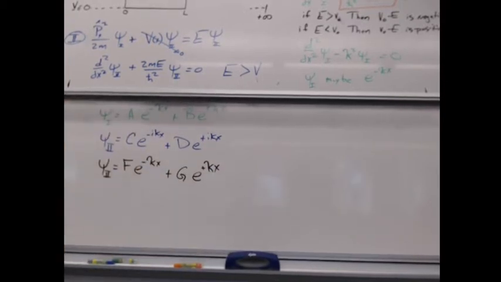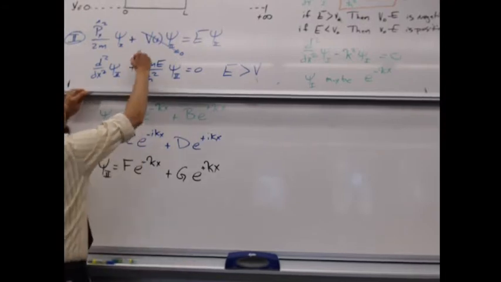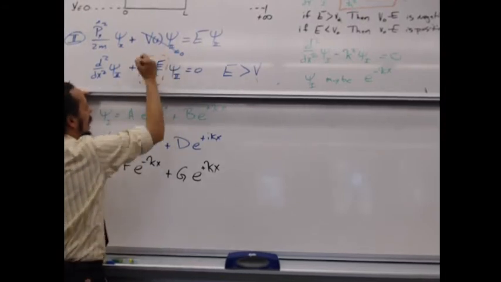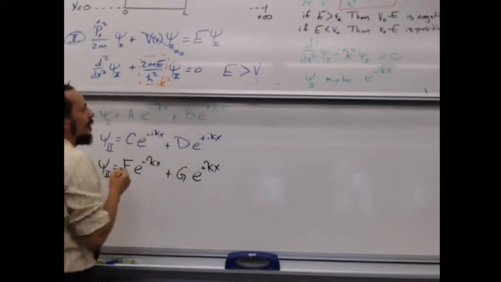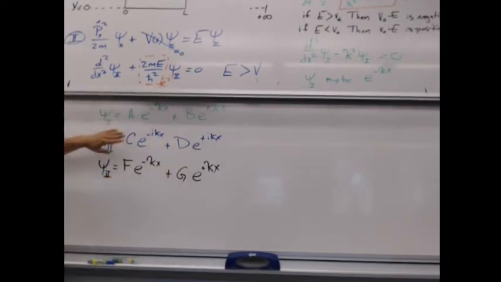Yeah? In region 2, it's just K, not kappa, right? Yes, that's just K. And this is traditionally what we did with our other systems. We defined that thing as K squared. So in region 2, we're using K's. In region 1 and 3, we're using kappas.